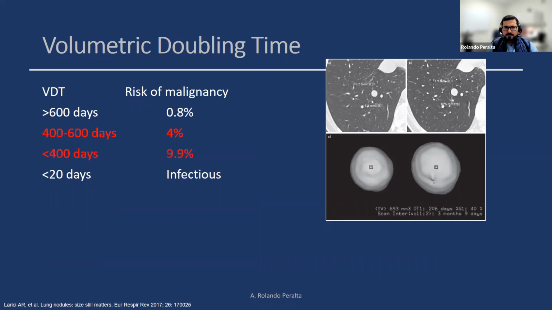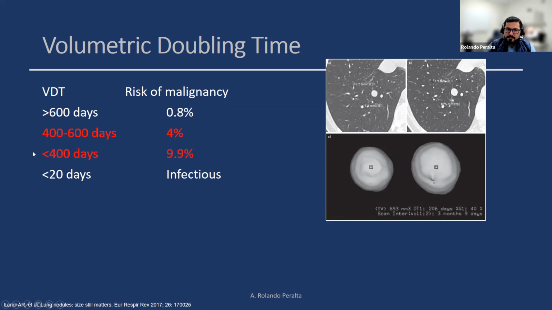So let's talk a little bit about VDT, volumetric doubling time. If something grows very fast, and what I mean by that is less than 20 days, this is very unlikely to be malignancy. If something grows exceedingly slowly, a VDT of more than 600 days, then the risk of malignancy is very low. But anything in between, somewhere around a 4 to 10% probability of malignancy. So these are the ones that are going to be much more significant for us, more concerning to us.